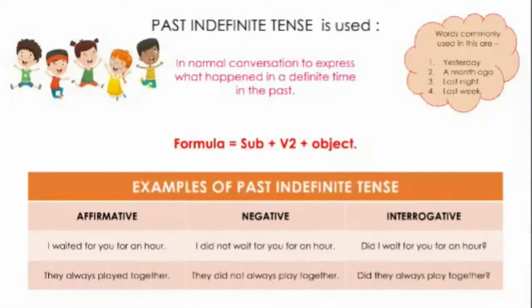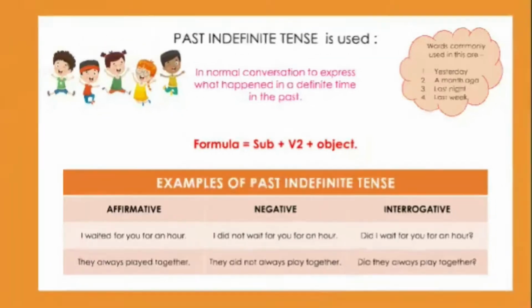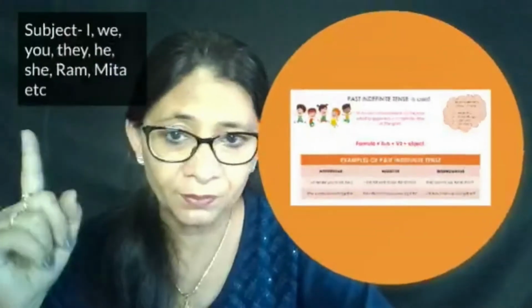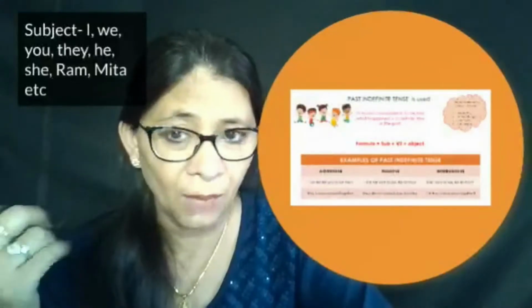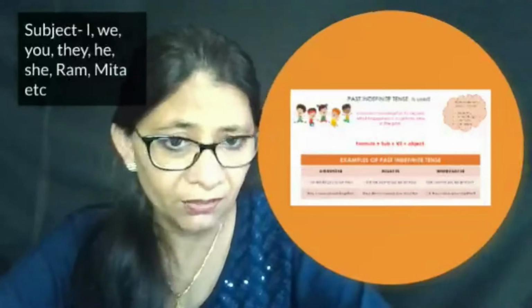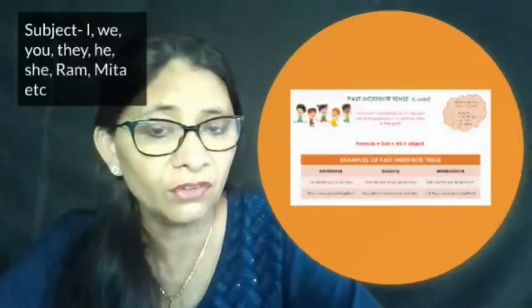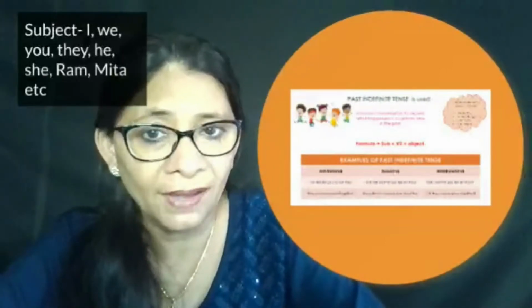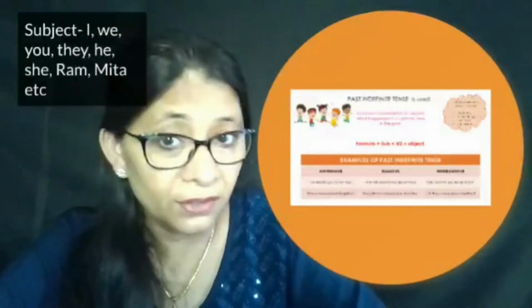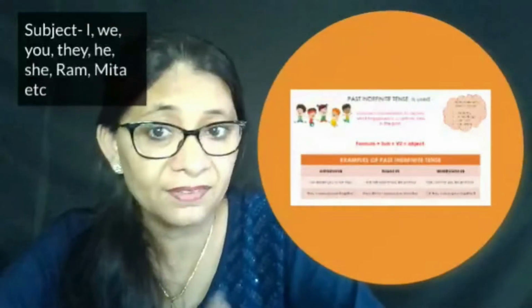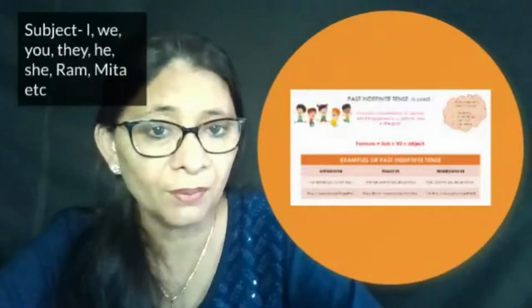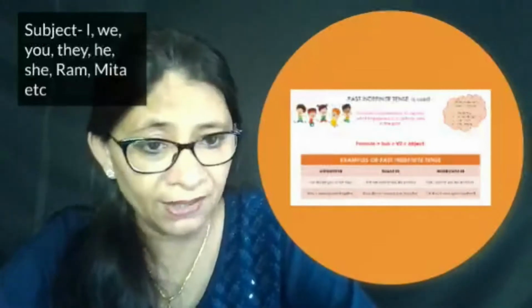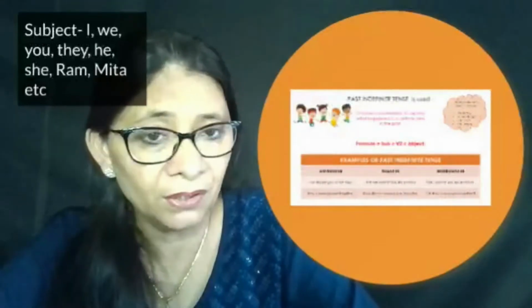So this is past indefinite tense, and the formula, please remember the formula, subject plus V2 plus object. As you can see here, the subject can be I, we, you, they, he, Ram, Shyam, Mita, whatever can be the subject. And with the subject we shall use V2. Say I stood, we talked, you sat, the second form of the verb, they ran, like that. So this is simple past tense or past indefinite tense. So please remember the formula.